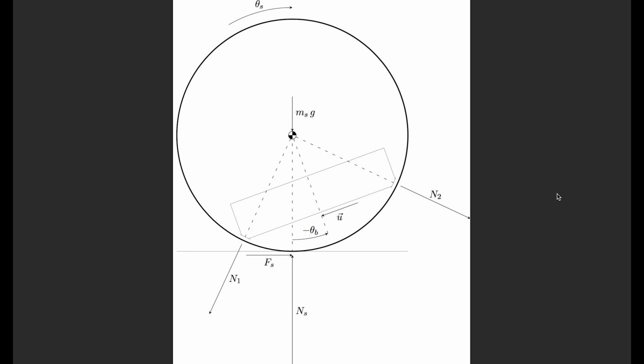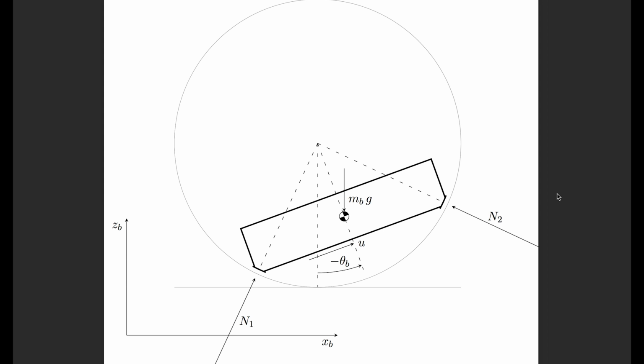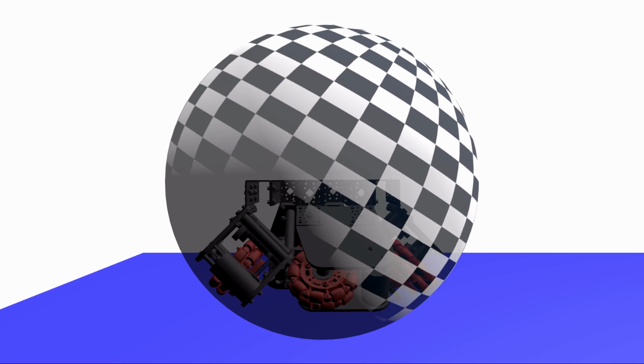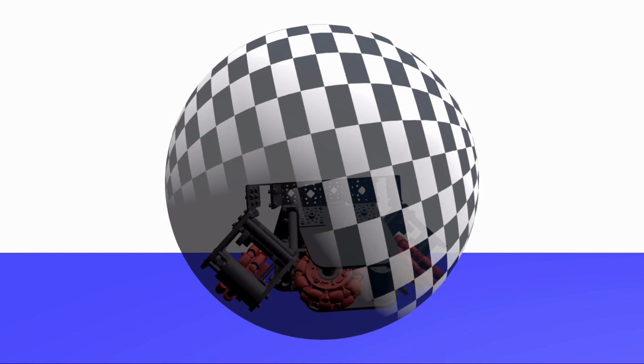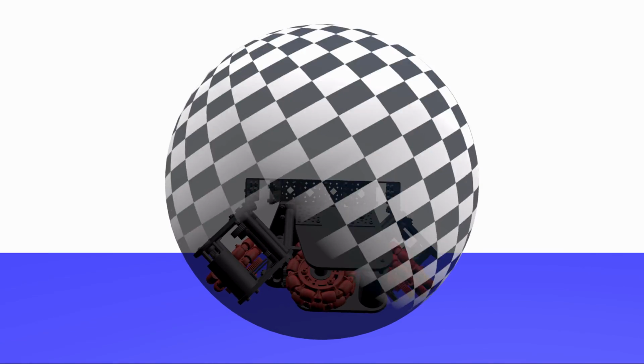We assume rolling without slipping everywhere, so the friction force Fs between the sphere and the ground is our last unknown here. Now this last figure shows the subsystem of the robot inside of the sphere. Now everything is turned the opposite way, it's nothing new, but we can see the same forces acting in the opposite direction. Now that we have the 1D model of the robot, we can simulate the motion in MATLAB.